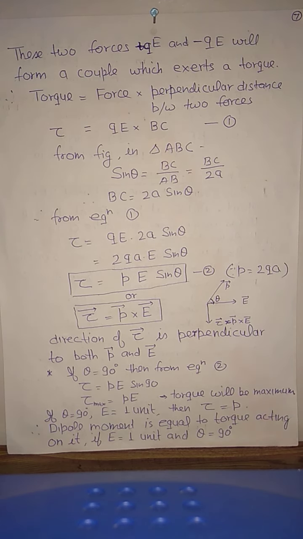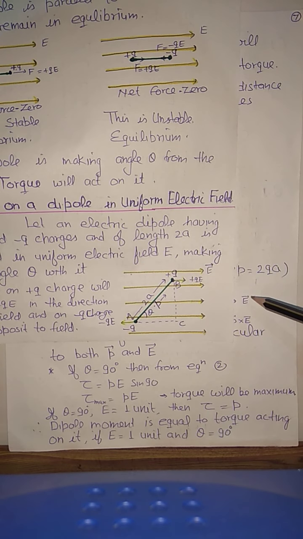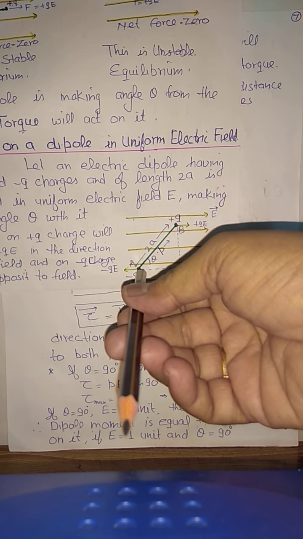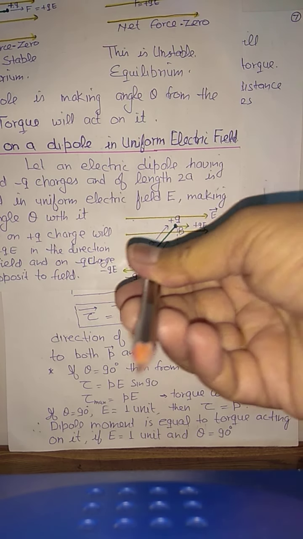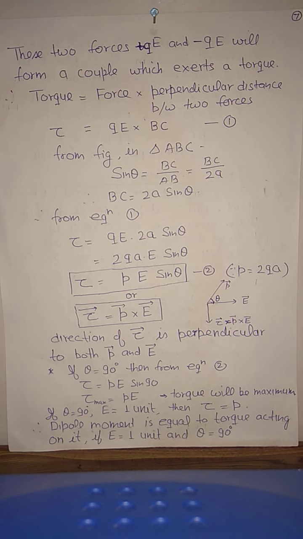And what will be the direction of the torque? As shown here, E is in this direction, dipole moment is here, and therefore torque will be perpendicular to both p and E according to the rule of the cross product. You can see here, electric field is in this direction, dipole moment is in this direction, and therefore torque will be perpendicular to these two, right? It is shown here. Clear?